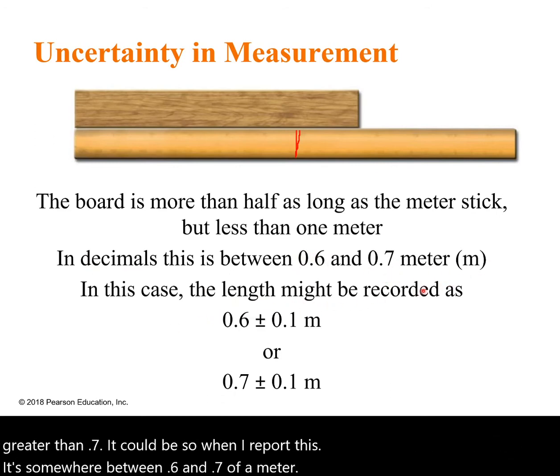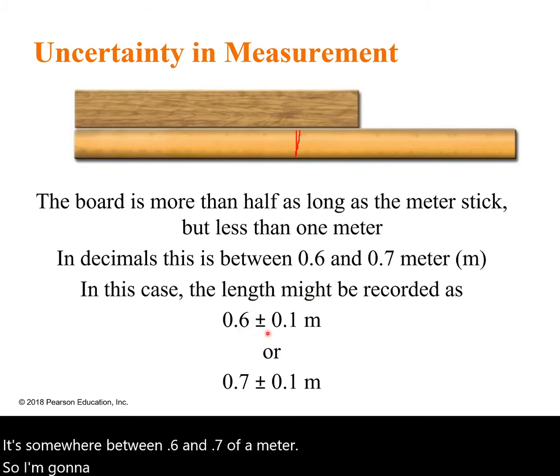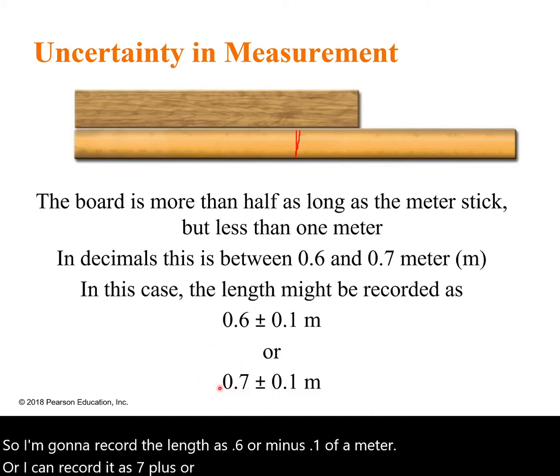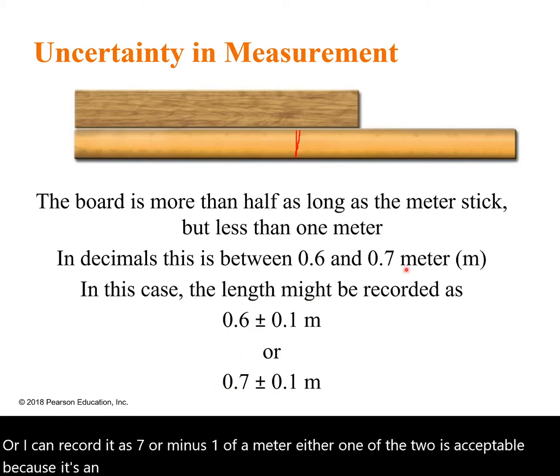So I'm going to record the length as 0.6 plus or minus 0.1 of a meter. Or I can record it as 0.7 plus or minus 0.1 of a meter. Either one of the two is acceptable because it's an estimation of what it is.